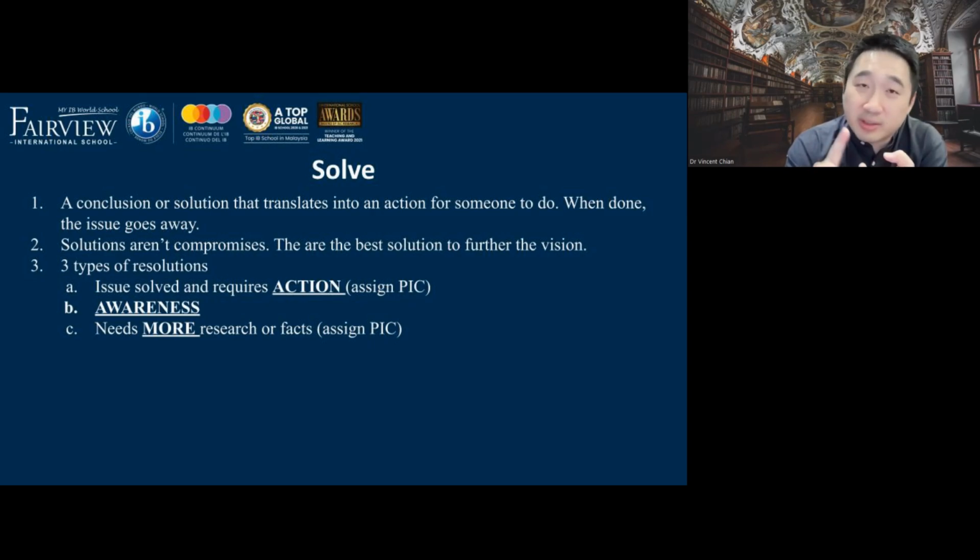For action and more, assign a PIC and then move on. Don't harp on about it, okay?